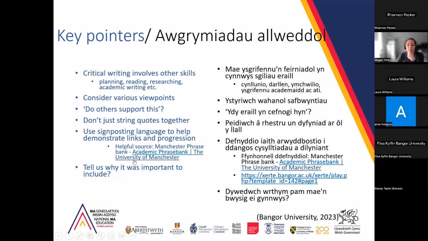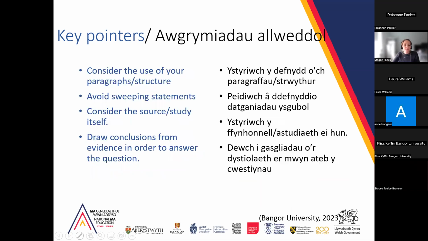One source that might be quite useful to look at, and I've included the link here, is the Academic Phrase Bank. And that gives you ideas on how you might introduce how you're writing critically. And it's got lots of different things on that. So if you haven't looked at that already in your time studying your masters, it might be useful to do so following this. The other thing as well is to tell us why it's important to include something. Okay, if you've included something, don't just list it there. Why is it important? It's that so what element.